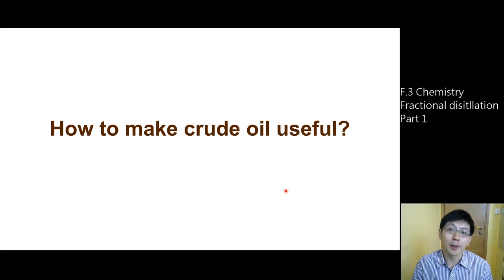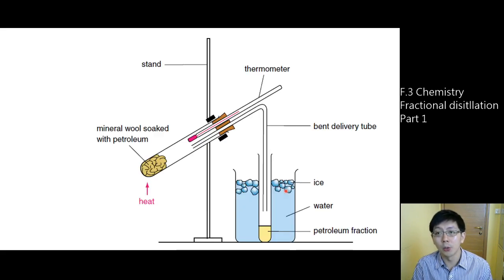So our question will be how to make crude oil useful. Instead, we will use some more separation techniques. We use a technique similar to distillation. Now, this is a diagram for the technique we're going to discuss in this video. The setup will be similar to distillation. We just replace it with crude oil, or we say petroleum. To make things smooth, we'll use some mineral wool, a substance like cotton, to soak the petroleum inside.